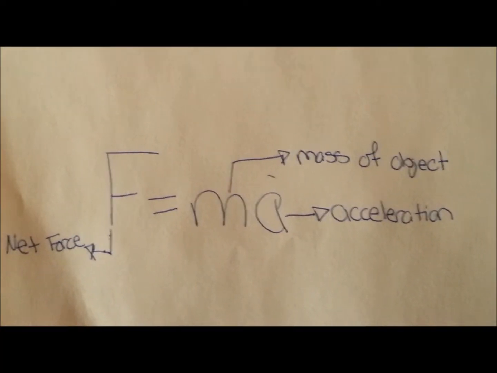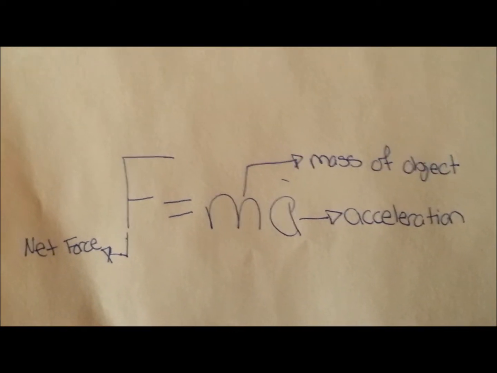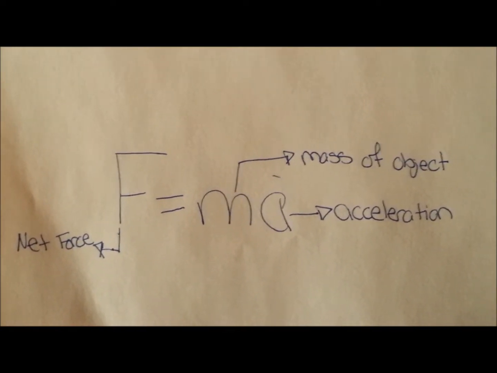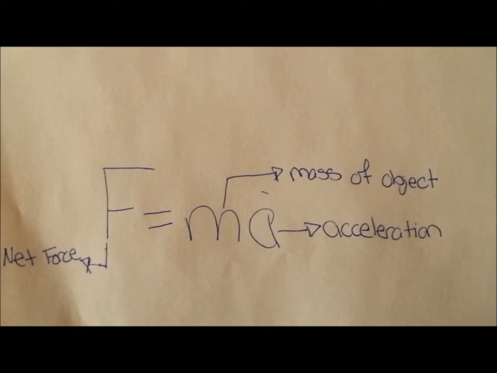Newton's second law states that the rate of change of momentum is proportional to the imposed force and goes in the direction of the force. What also goes with Newton's second law is F equals ma, where F is the net force, m is the mass of the object, and a is its acceleration.